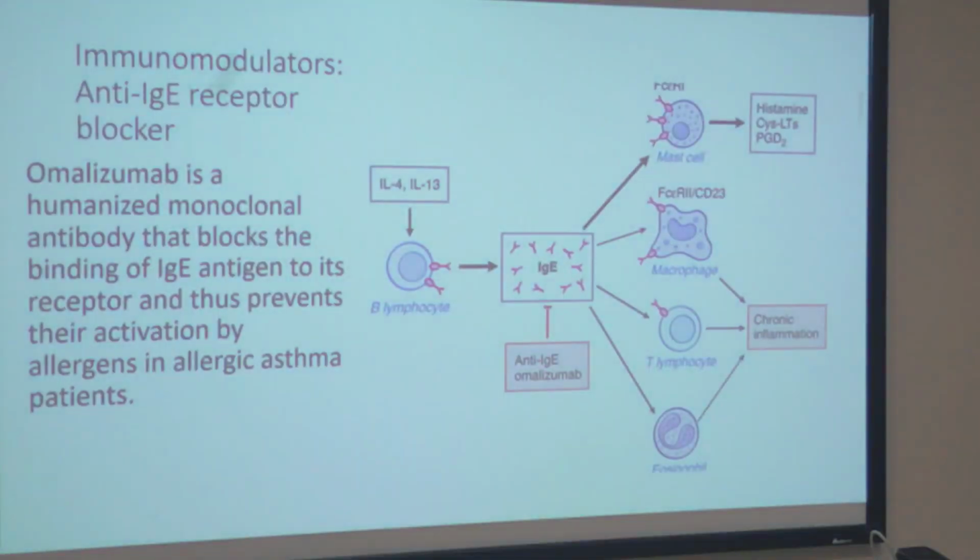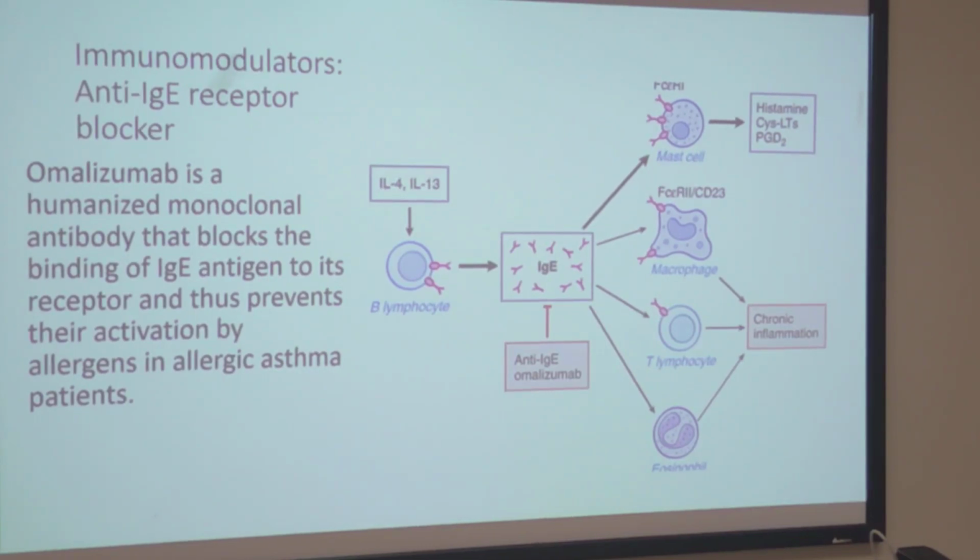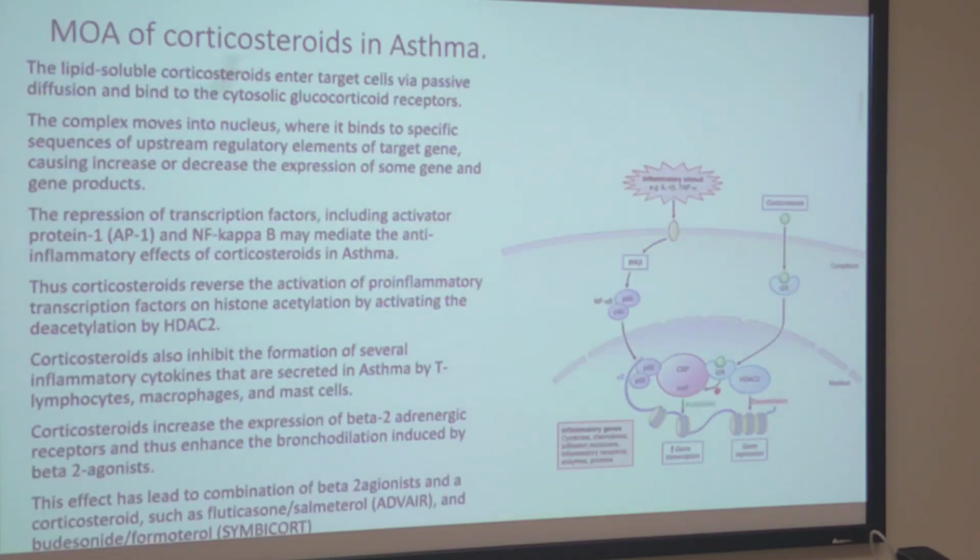Which I'm sure Dr. Zhang must have talked about, leukotrienes. Remember, these leukotrienes are coming from arachidonic acid through the lipoxygenase pathway. I did not go into leukotriene chemistry because you have already studied them in your previous classes. Okay? So that's what the corticosteroids do.